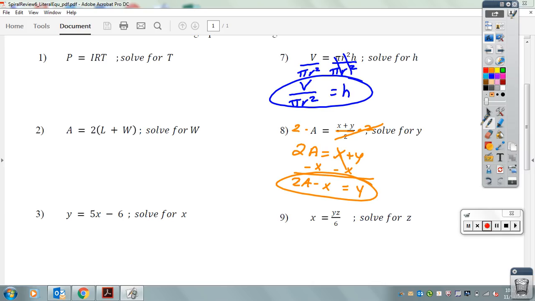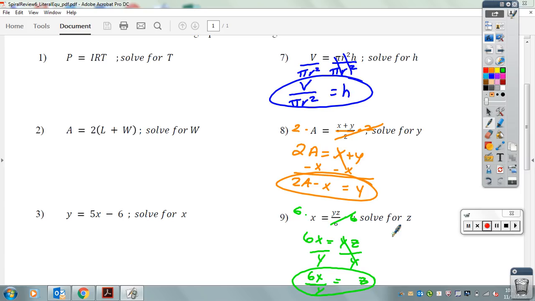Number 9, while we're here, x equals yz over 6. Solve for z. Technically, this is one term because it's all held together by multiplication. But if I want to solve for z, there are other things you could do, but my suggestion to you is to get rid of this fraction by multiplying by 6, multiply by 6. And I have 6x equals y times z. Continue solving for z, divide by y, and z equals 6x all over y.